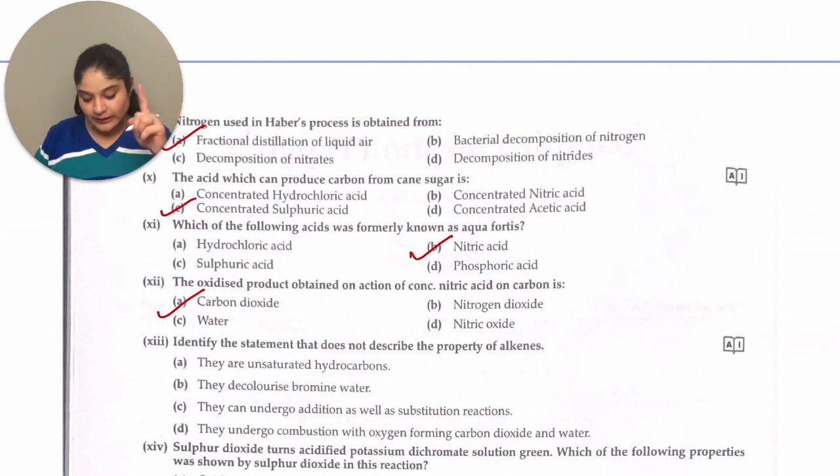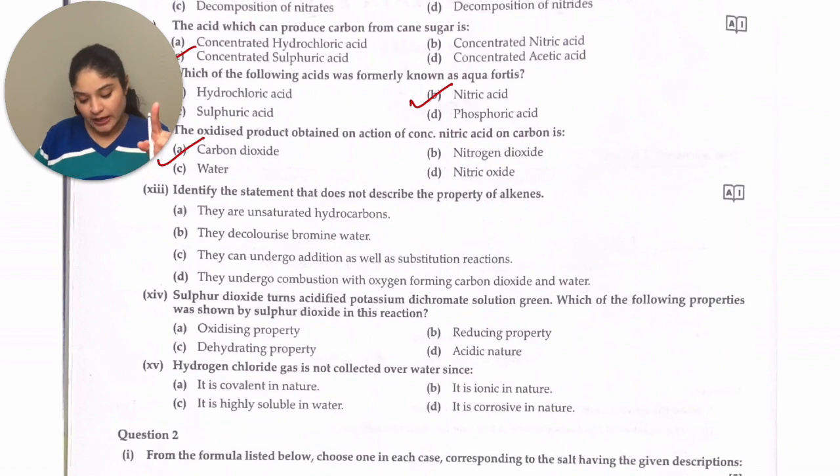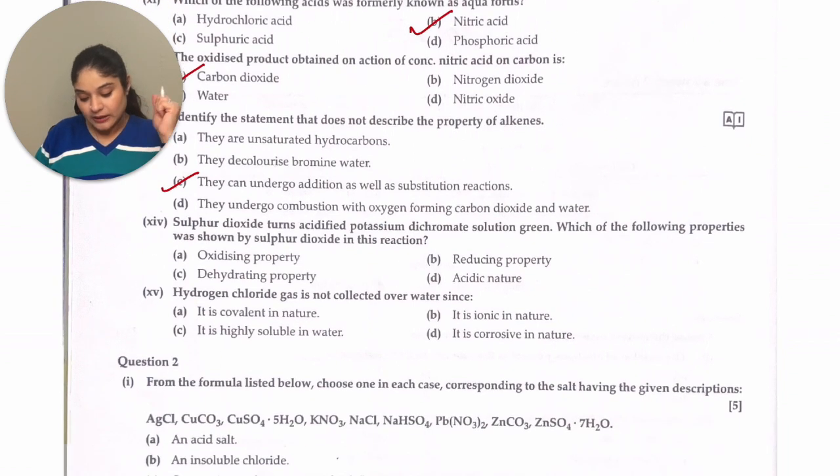Identify the statement that does not describe the property of alkenes. So they are unsaturated hydrocarbons. They decolorize bromine water. They can undergo addition as well as substitution reaction. No, that is not the property of alkenes. They can undergo combustion with oxygen forming carbon dioxide and water. That is correct.